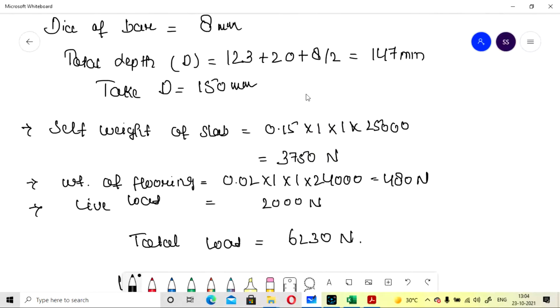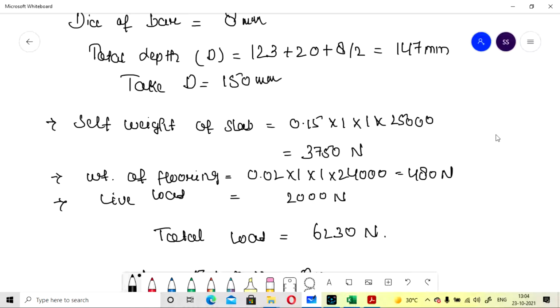Okay, so from this we are going to calculate the weight of the slab, that is self weight or dead load. It will be calculated as 0.15 into 1 into 1 into 25,000, that is density of concrete. So it will come as 3750 Newton. Okay, and weight of the floor finish. There is a load of floor finish also, of 20 mm thickness. So we are going to consider that also, that is 0.02 into 1 meter of width, and density we are going to consider as 24,000. Okay, so our value will come as 480. If we convert into kilonewton, then it will become 0.48.